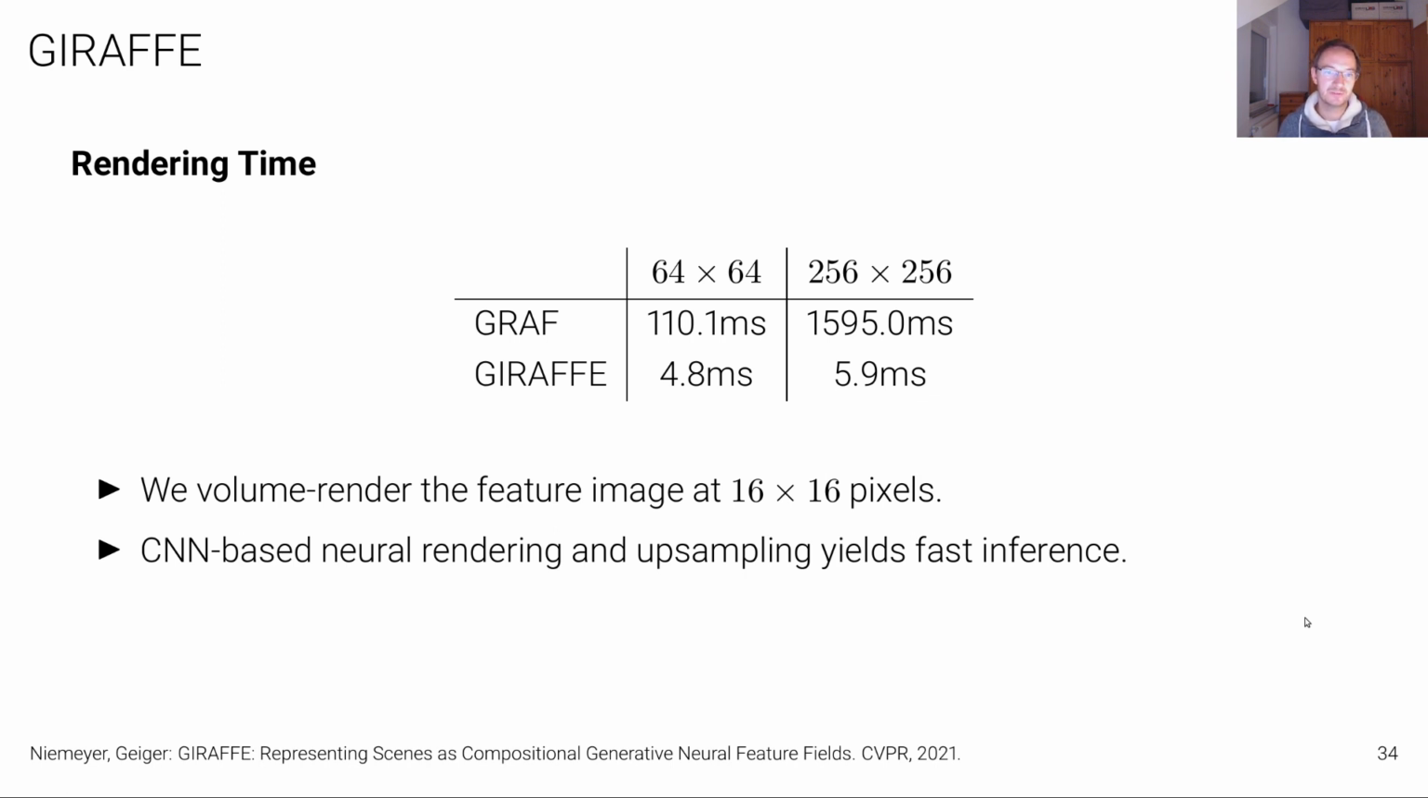Here's a comparison of rendering time. If we would render a full resolution 256 by 256 pixel image using GRAF, using a neural radiance field directly, this would require about 1.5 seconds. In comparison, however, the feature rendering at 16 by 16 pixels plus upsampling works at 5.9 milliseconds. So the scene-based neural rendering and upsampling yields fast inference.